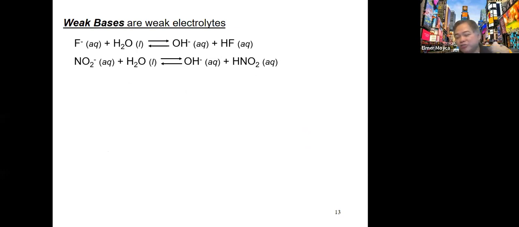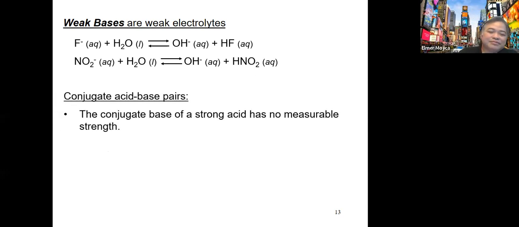Now, how do we apply the conjugate acid-base pair relationship here? Okay. So usually, if you have the conjugate base of a strong acid, yes, it has no measurable strength. Anong ibig sabihin dito? Kapag strong acid ka, yung conjugate mismo, wala siyang strength. Kasi if you're going to look at the strong acid, what happened? It's just one direction. So wala siyang strength dito. Let's say you have HCl. So the Cl minus is your conjugate base. So it cannot go back during that time. It doesn't have that strength.